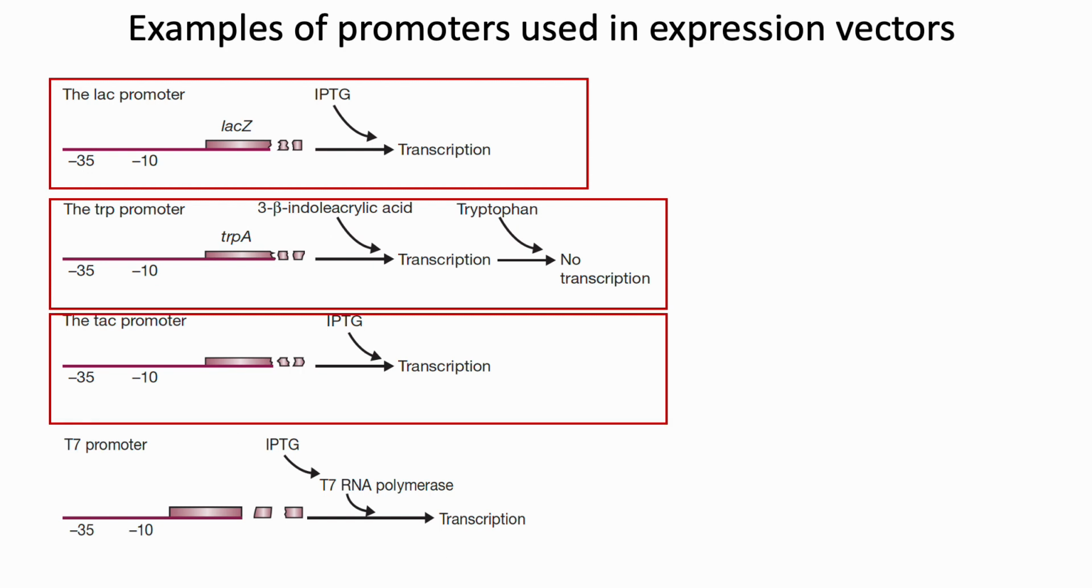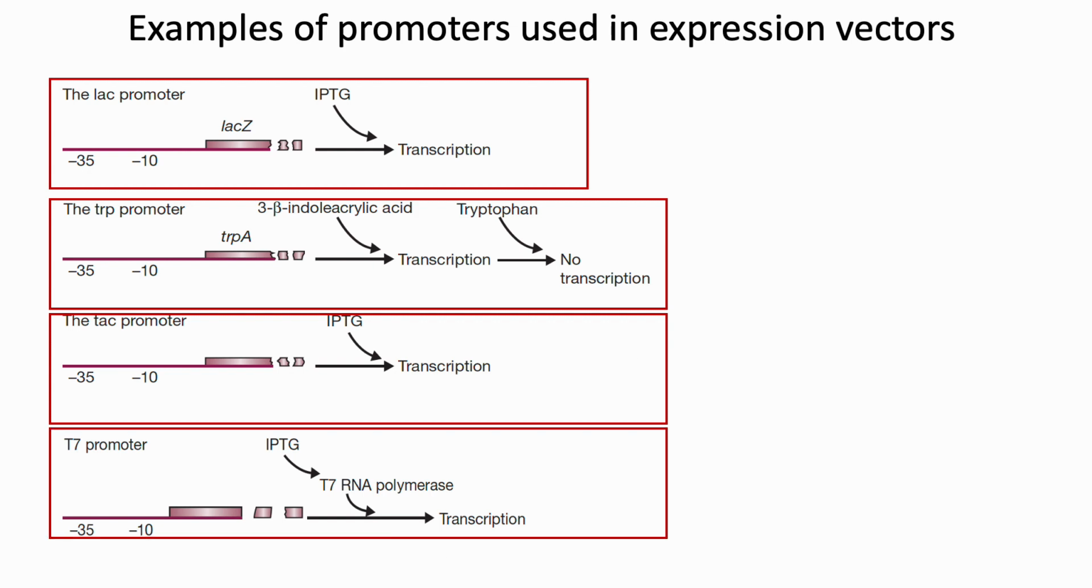The next is an interesting promoter, the tac promoter. The tac promoter is a hybrid promoter. The tac promoter is a hybrid between the trp and the lac promoters. It is stronger than either but still induced by IPTG.